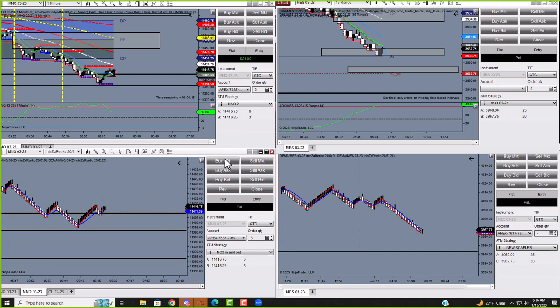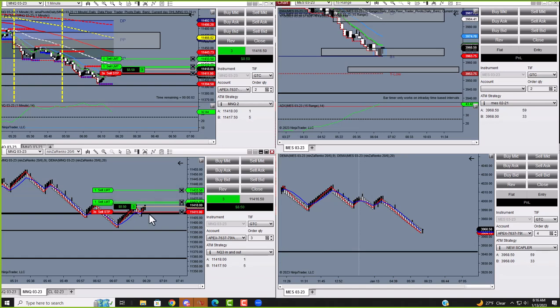Order filled. You'll have a runner. It will go. This was a continuation off of support that I marked up that we broke earlier. Target trade filled. You guys see how it broke through and then retested it? Target filled.